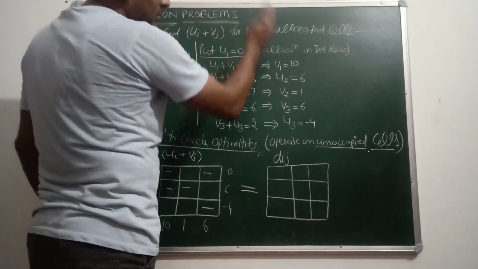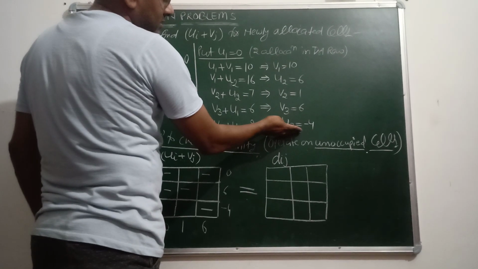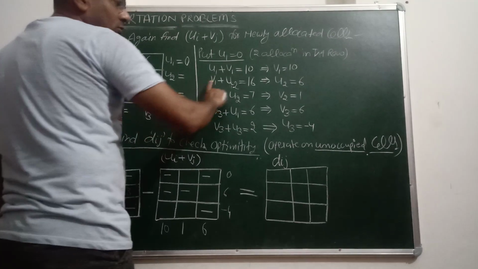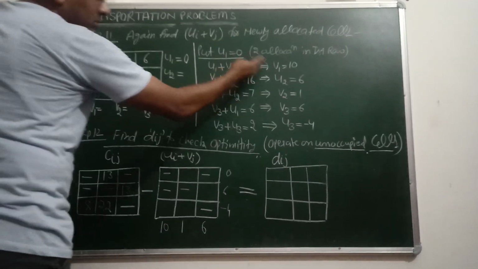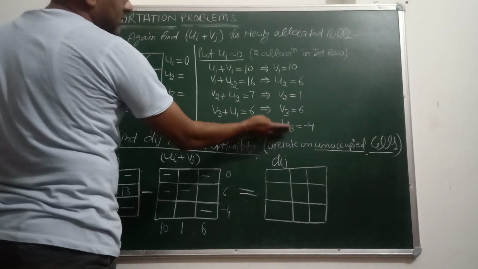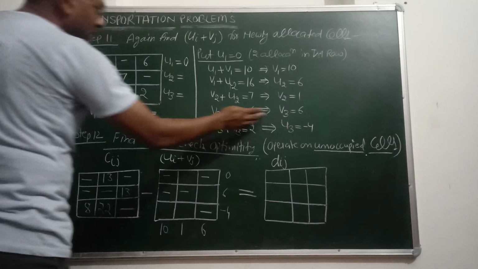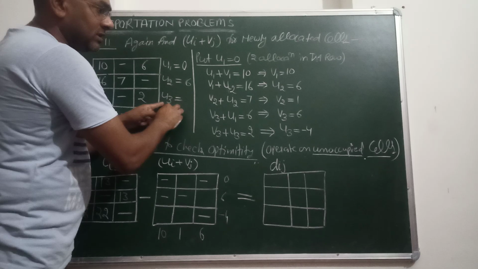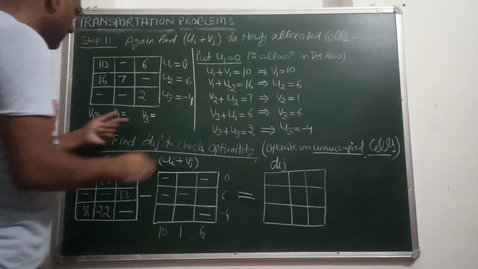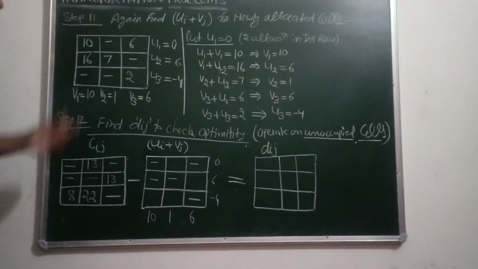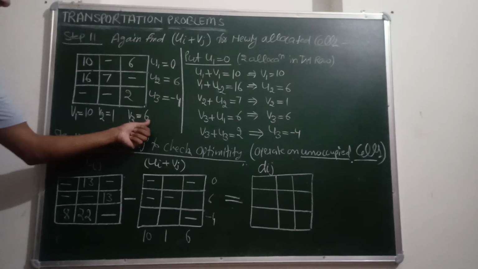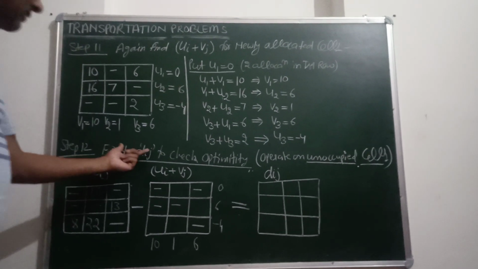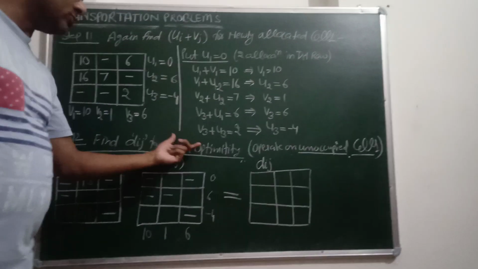This is repeating, this has come for the third time, so I am not going to explain it further. You know this method for finding the different values already. So I am putting the values right here: u2 is 6, u3 is -4, and v3 is equal to 6. Okay, so the last step here is again finding the value of dij to check optimality.